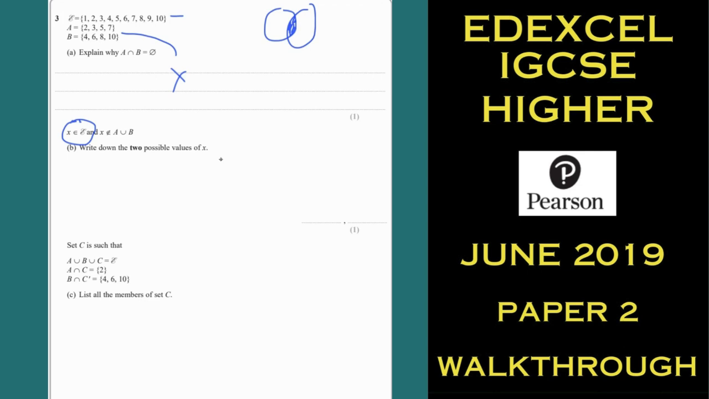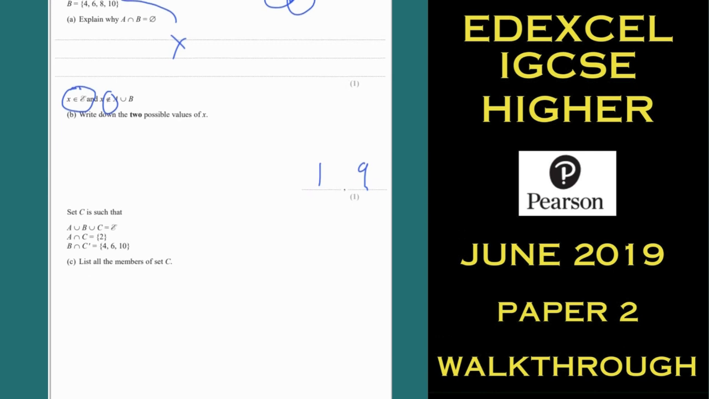All right. Write down 2 possible values. So X, A union B. All right. So A union B. What numbers are in them all? Well, if you count up, it's 2, 3, 4, 5, 6, 7, 8, 10. It's saying X is not a member of A union B. In other words, what numbers did I just not read out? And it's the answers 1 and 9. 1 and 9 are not a member of A union B, A and B all together.